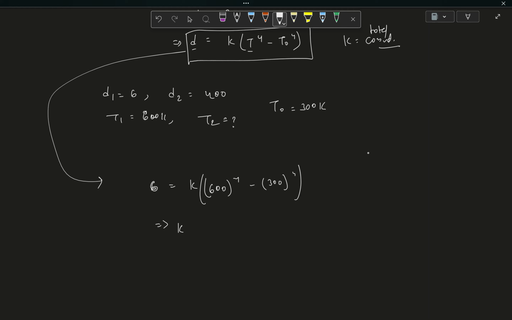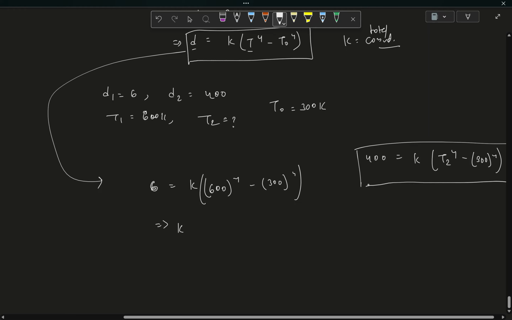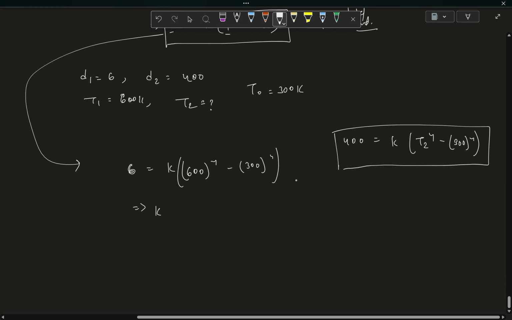And the second equation will be, D2 is 400 equal to K, the same constant, because it does not depend on the body type or deflection value or temperature or anything. K is just a constant independent of that, so it remains the same for both cases. So in the second case, 400 divisions equals K times T2 to the power 4 minus T0, which is again 300 because they are in the same room. So this is the case. Now you have to find this T2, right?